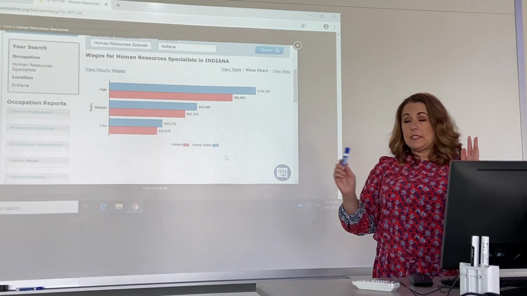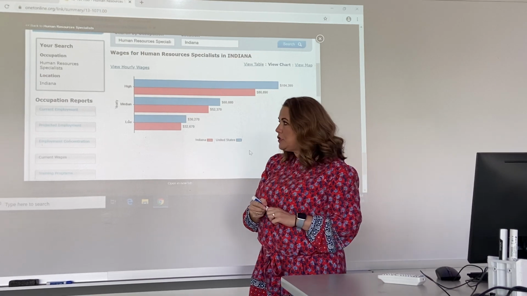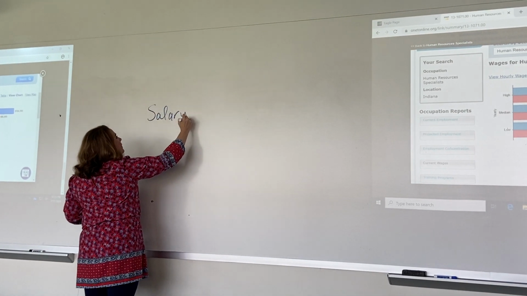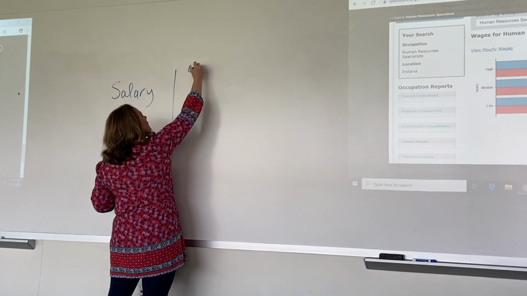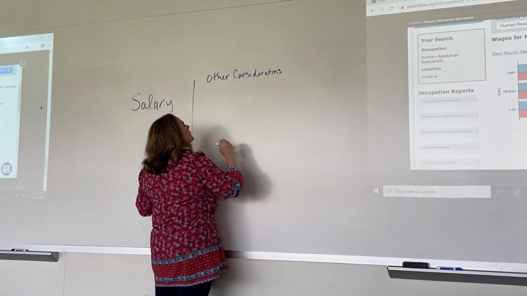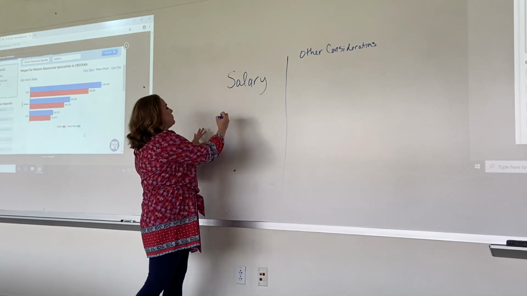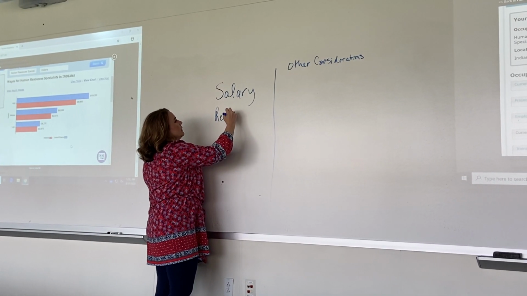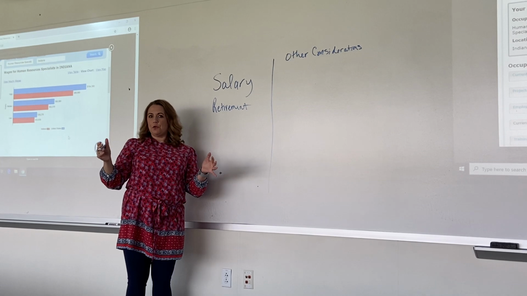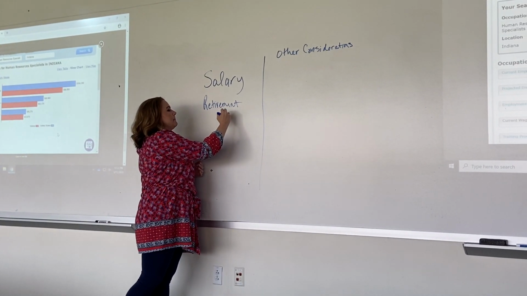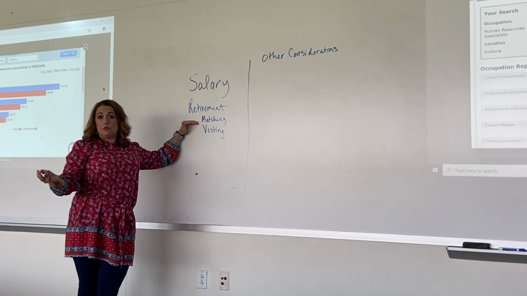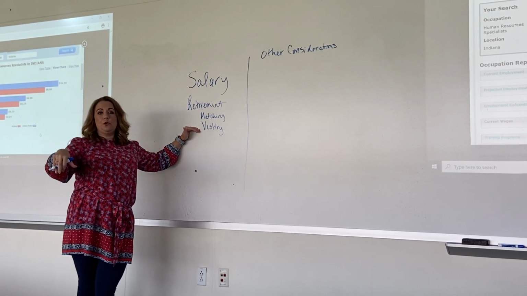All right, so salary. We now know approximately what the range is. So we have your salary over here, and then we have other considerations. Something else that can be compensation related is retirement. Most retirements are 401ks, 403bs. We're looking at matching, and we're looking at vesting. Matching is how much the employer will match dollar for dollar. Vesting is how much you get to take with you if you leave.